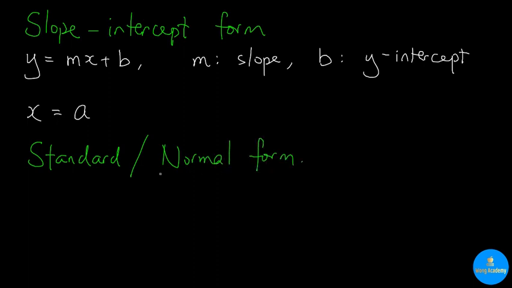The word normal actually means perpendicular in mathematics. However, I'm not getting into details why it's called normal form, because you would need to know something about vectors before we can continue our discussion.